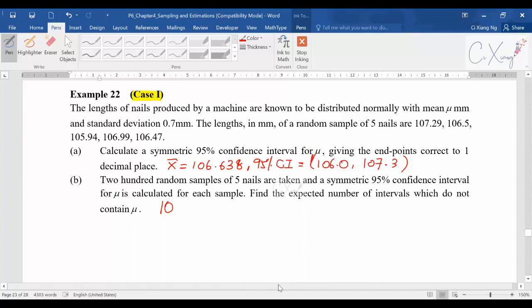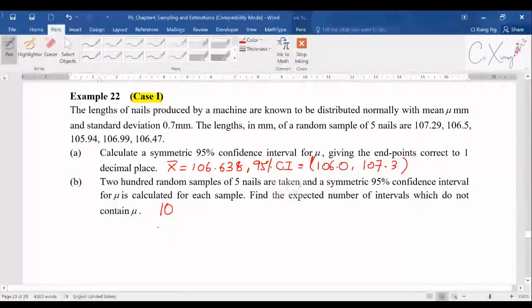All right, so this is what we have for example 22. The calculation part, I think, is very, very easy, not hard at all. All right, so for this video, I will stop here. Next video, we will discuss case number 2 and case number 3.